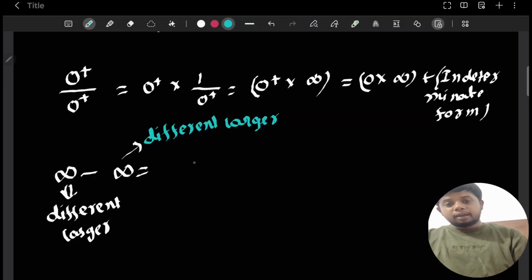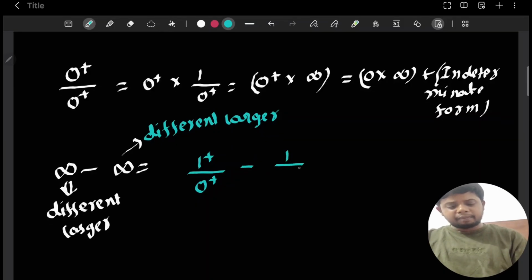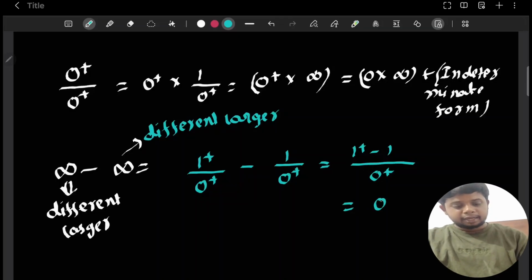Can you tell me what is the next number to 1? Yes, you guessed it right. 1 plus. Can you tell me 1 plus by 0 plus is also infinity? You will say yes sir. 1 plus by 0 plus is also infinity. And this second different larger, I am taking 1 by 0 plus only. Take the LCM. You will take 0 plus and here you will get 1 plus minus 1. So the number which is next to 1 and is subtracting by 1, what will you get? Tell me. Yes, you guessed it right. 0 plus by 0 plus.